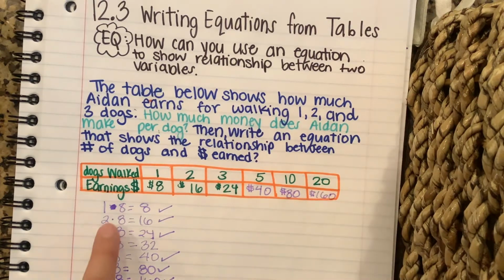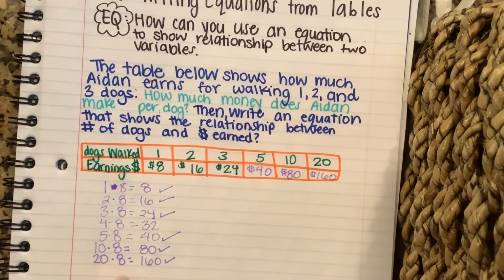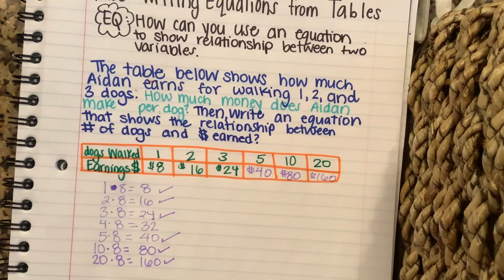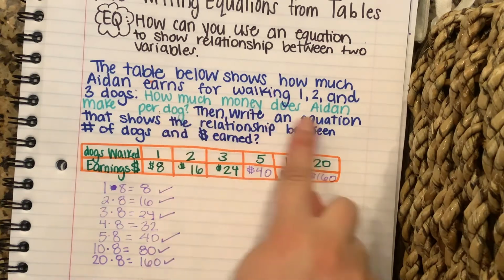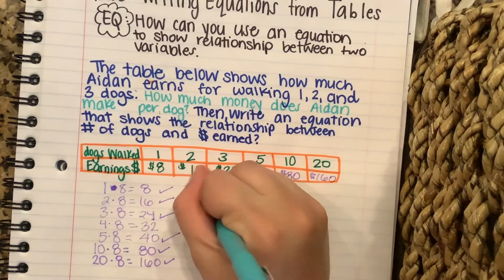Because I multiplied by 8 every single time, and if I just looked in my chart where 1 dog was $8, I could tell that Aiden makes $8 per dog. So I'm answering that first question up here: how much money does Aiden make per dog? He makes $8 per dog.